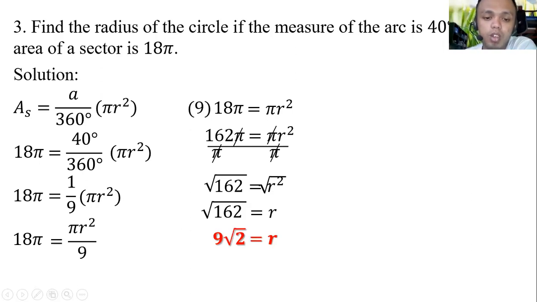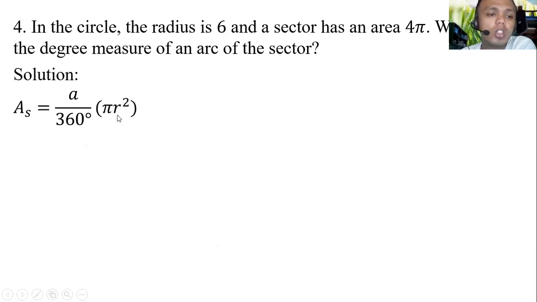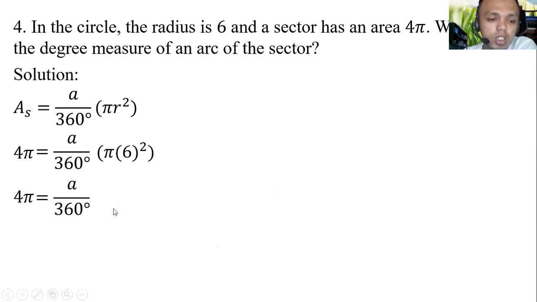Next, in the circle, the radius is 6 and the sector has an area of 4 pi. What is the degree measure of an arc of the sector? This time the measure of the arc is missing, given the area of the sector. The area of the sector is 4 pi, and the radius is 6. 6 squared is 36. Then A times 36 pi is 36 pi A over 360.